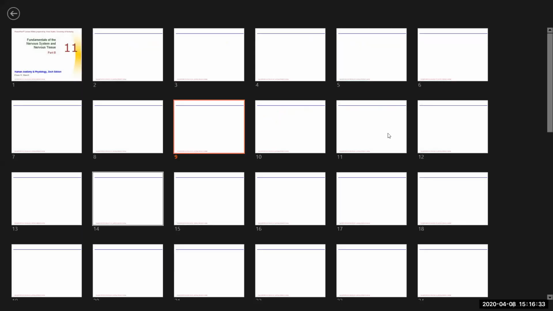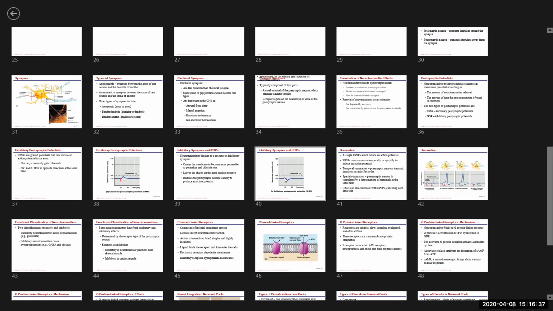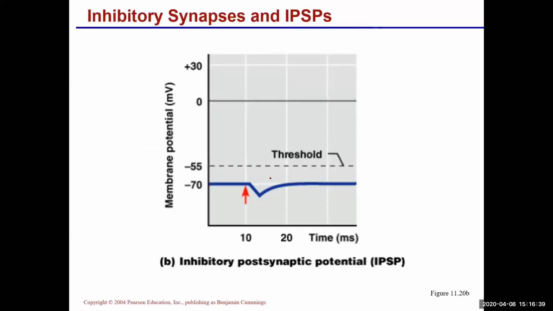So let's take a look at this phenomenon right over here. You could see the stimulus is now hyperpolarizing. In other words, the opposite of depolarization. You're going towards maybe, I don't know, -80, -85, somewhere around there. So this signal, whatever that signal was, caused the membrane potential to become more negative.